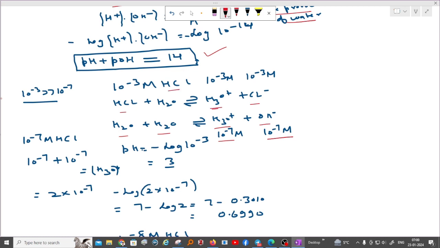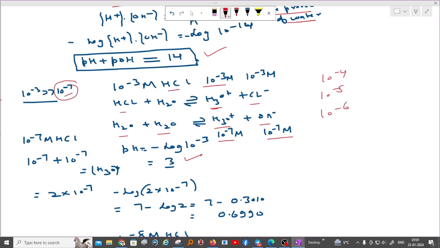So here the hydronium concentration will be 10 power minus 3 molar. This hydronium ion should be added to the hydronium from water, but 10 power minus 3 is very large compared to 10 power minus 7, so this can be ignored. So the pH of 10 power minus 3 molar HCl will be equal to minus logarithm of 10 power minus 3, which is equal to 3. If it is asked for 10 power minus 4, it will be 4; 10 power minus 5, it will be 5; 10 power minus 6, it will be 6.